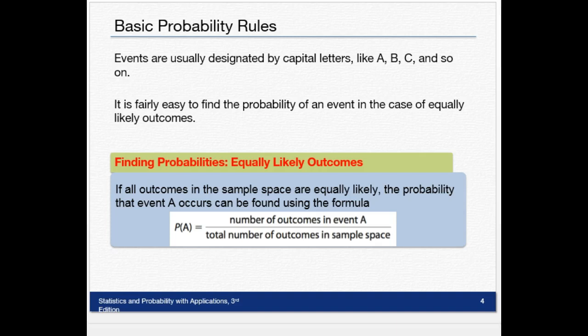It's fairly easy to find the probability of an event in the case of equally likely outcomes. If all outcomes in a sample space are equally likely, the probability that event A occurs can be found using this formula: the number of outcomes in event A divided by the total number of outcomes in the sample space. This goes back to the problems you learned in middle school, like what's the probability of pulling out a pair of red socks from the drawer when there's 3 pair of red socks out of 12 total pair in the drawer. You put 3 over 12 and then reduce it. This is the old probability that you're familiar with.